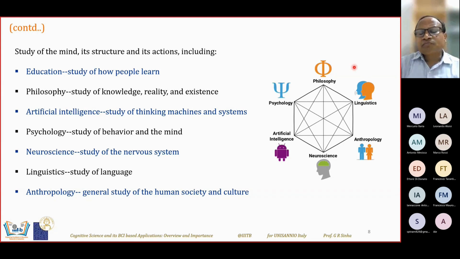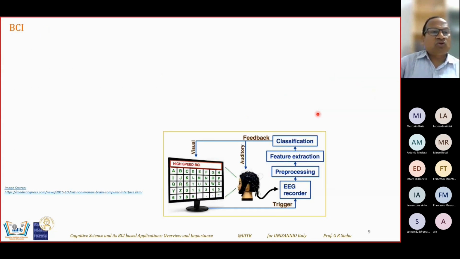So these are not only the major disciplines, but there might be many more disciplines associated with an interdisciplinary or multidisciplinary area called cognitive science. So I have just given you the definition of cognitive science, and I have also tried to explain what the domains covered by cognitive science are.